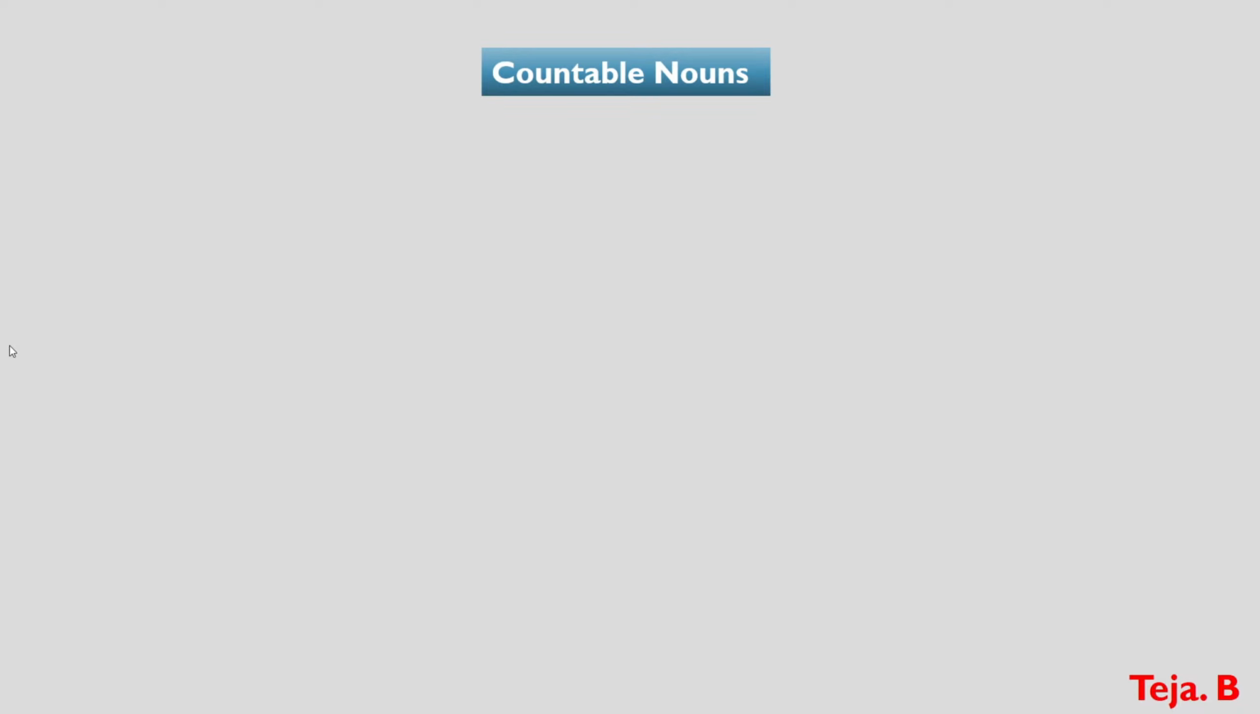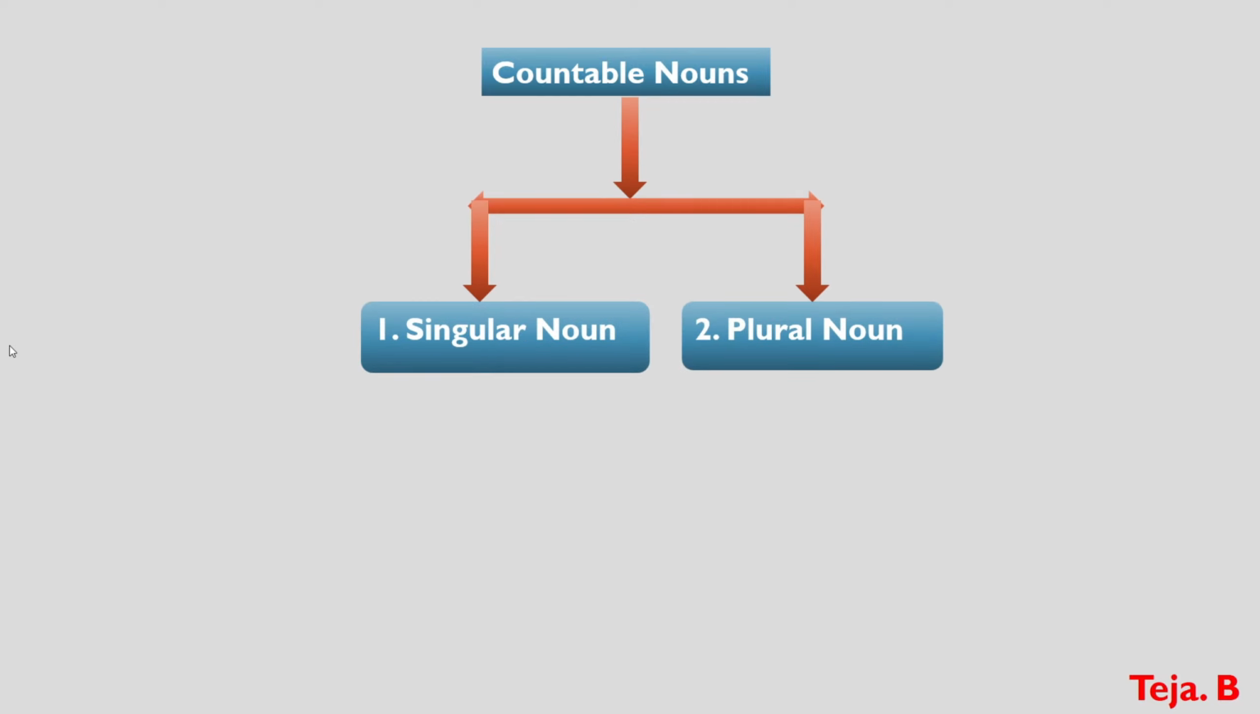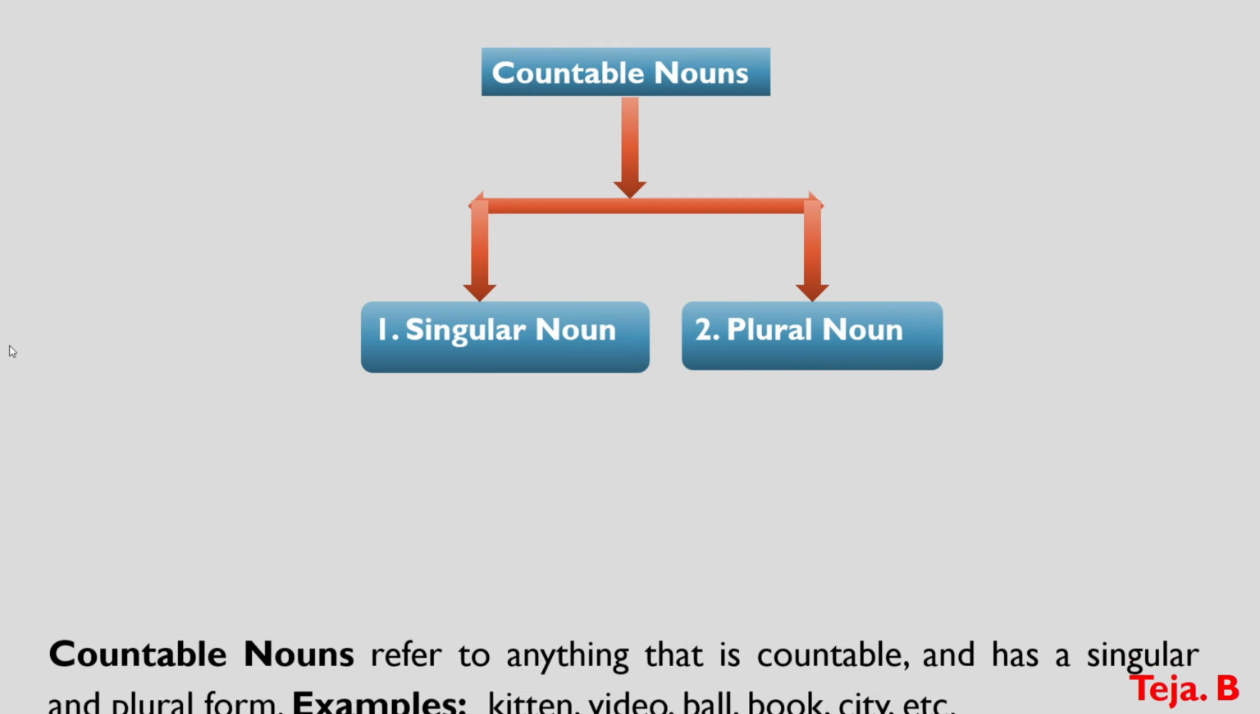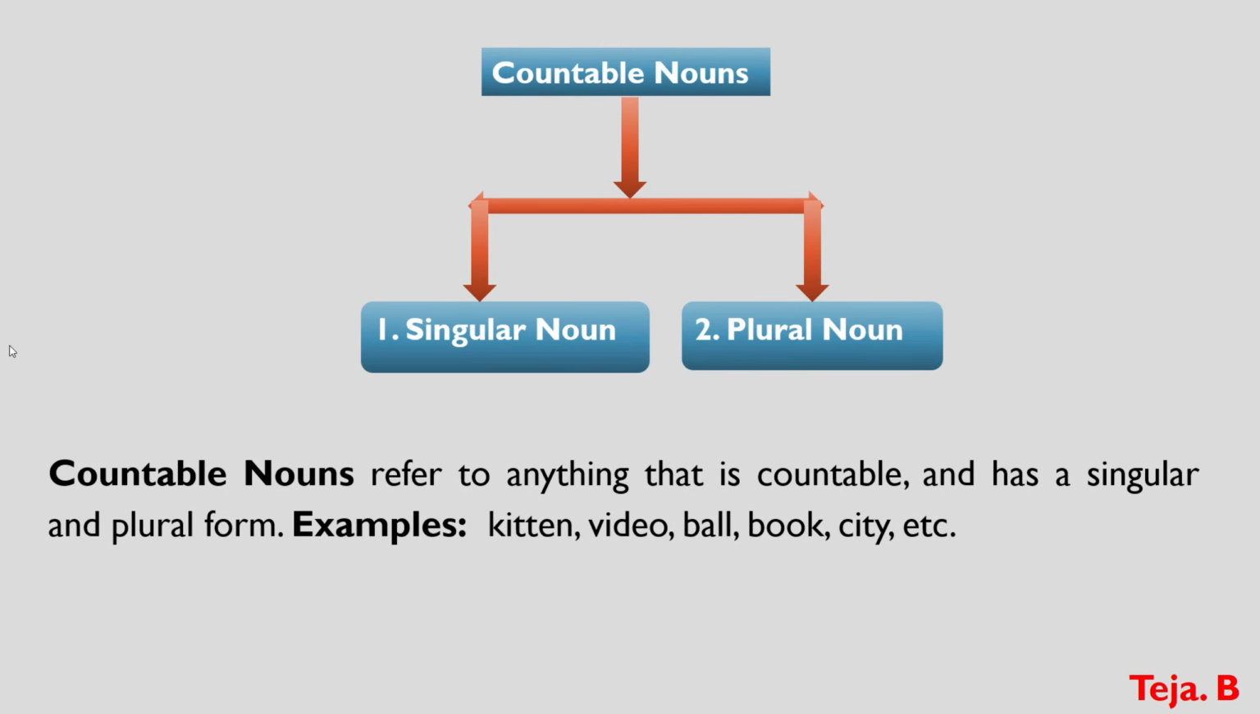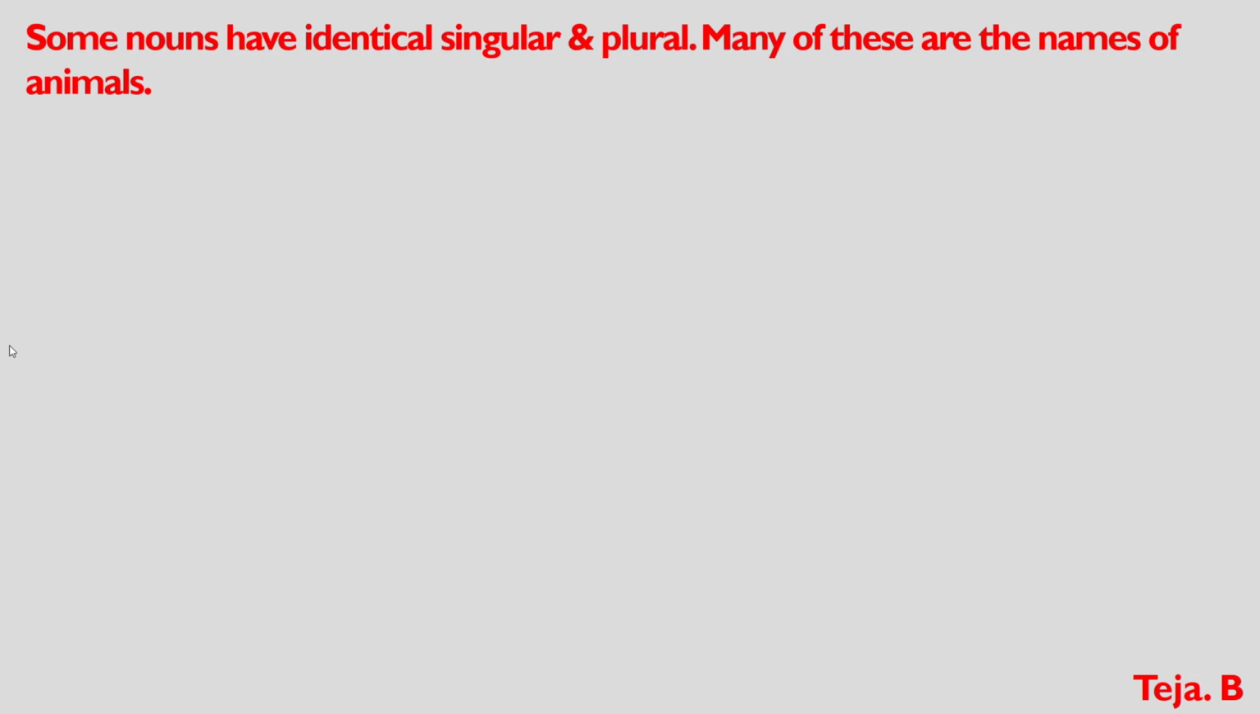Next one, countable nouns. This is also a very important one. Countable nouns can be divided into two, singular and plural, right? All countable nouns we can say in singular and plural. For example, chair is countable: one chair, two chairs, three chairs. Some nouns have identical singular and plural. Many of these are names of animals. I'm going to explain this concept. In most cases, a singular noun can be made plural by adding s or es.